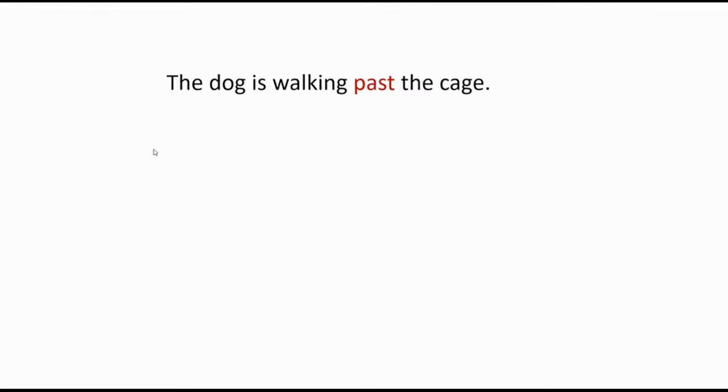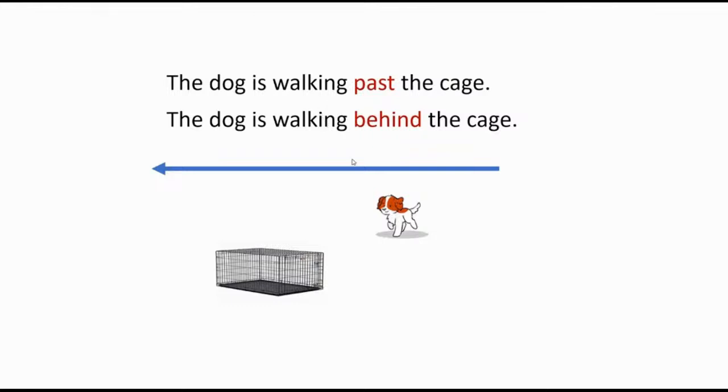Alright? The dog is walking past the cage, but this time the dog is walking behind the cage. Nothing has changed here. Before, the dog was walking in front of the cage, but now the dog is walking behind the cage. All right?